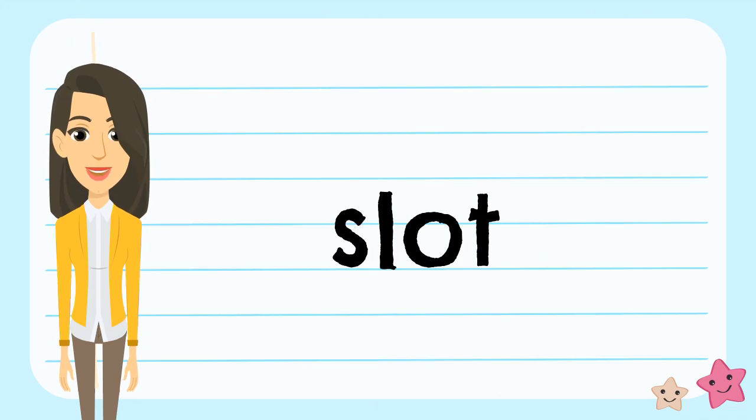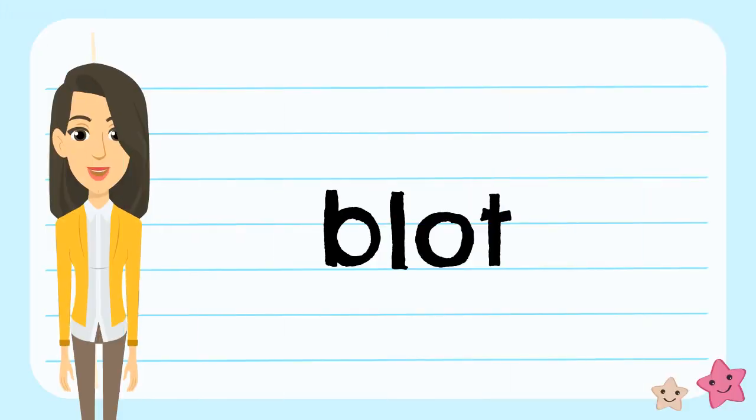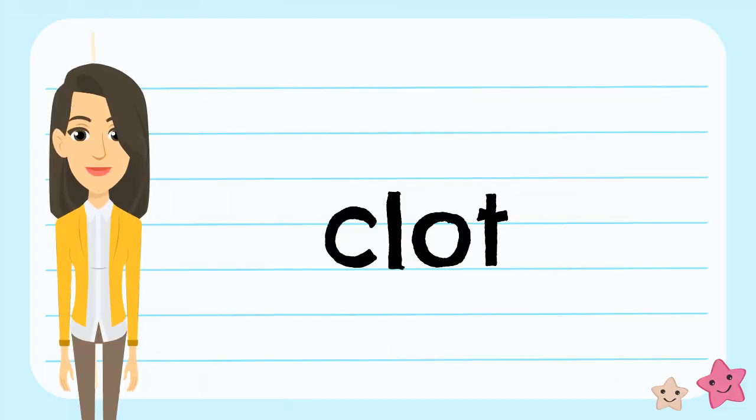Now change slot to blot. Check your answer. Finally, change the B to a C. What word do you have now? You're right. You have clot. Good job. You were able to read and write short O words.